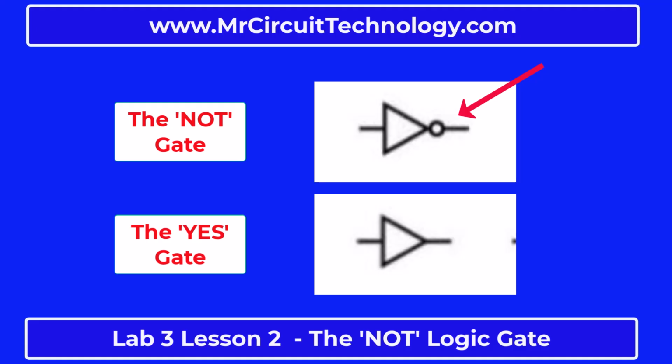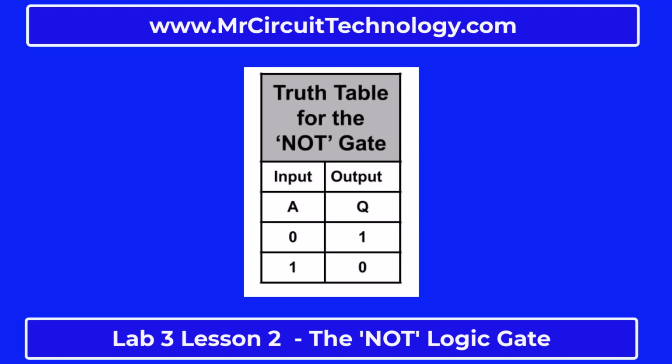Here is the truth table for a NOT digital logic gate. You will notice that only when the input is a 0 will the output be a 1.